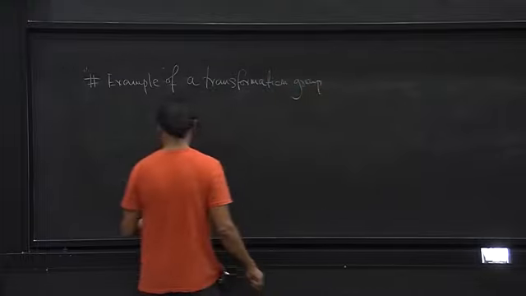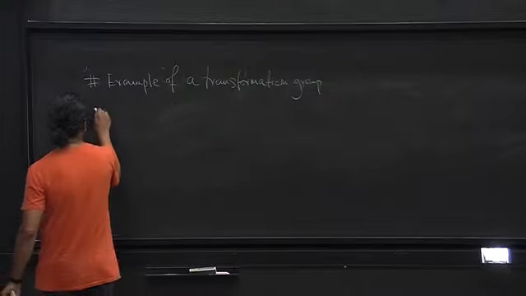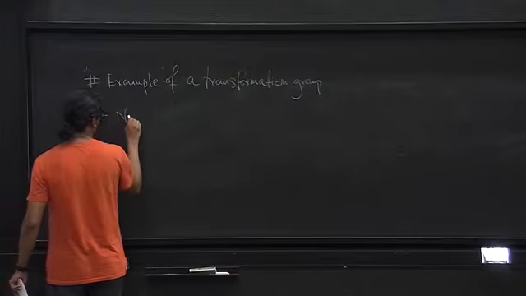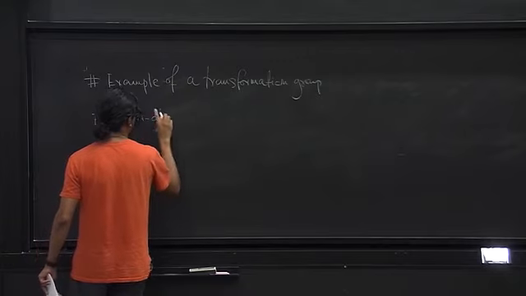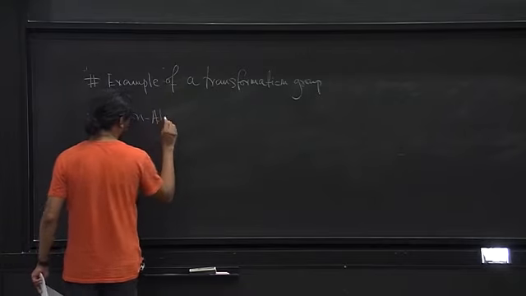As I mentioned, it's a non-abelian group. So it's non-abelian. Okay, Abel was a human being.